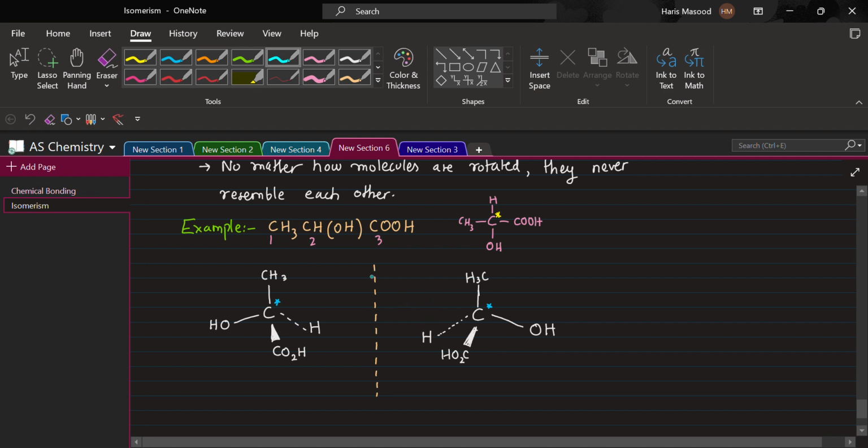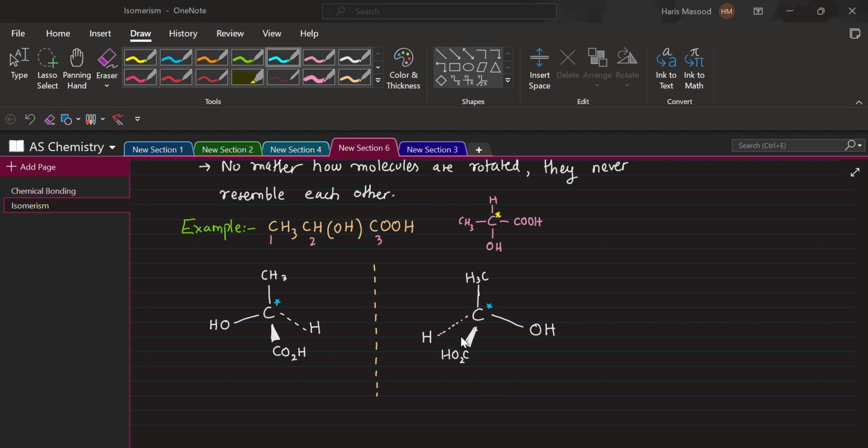So I made a mirror in between. After drawing the structure, I made a 3D structure. I made a mirror in between. And what I did then, I reflected each and every group. Then you made two isomers of each other. Clear?